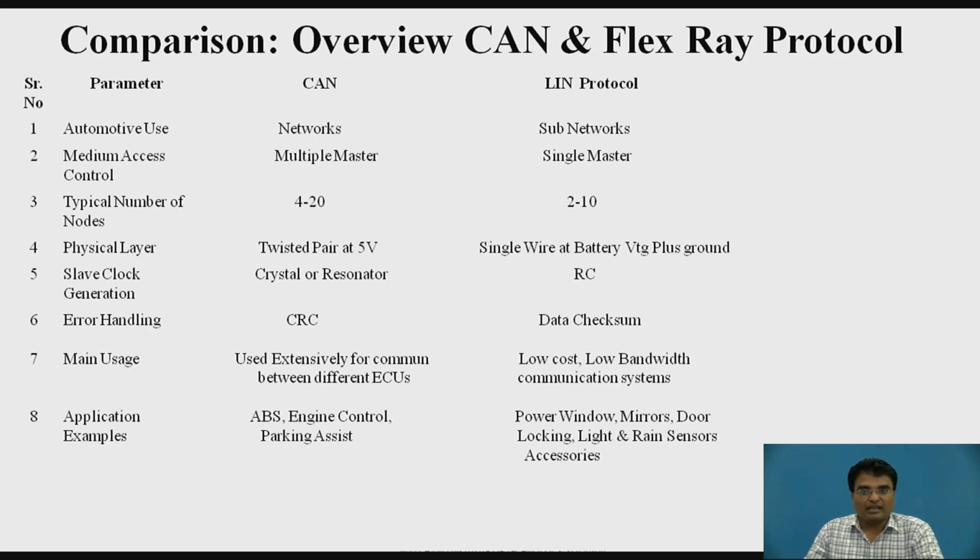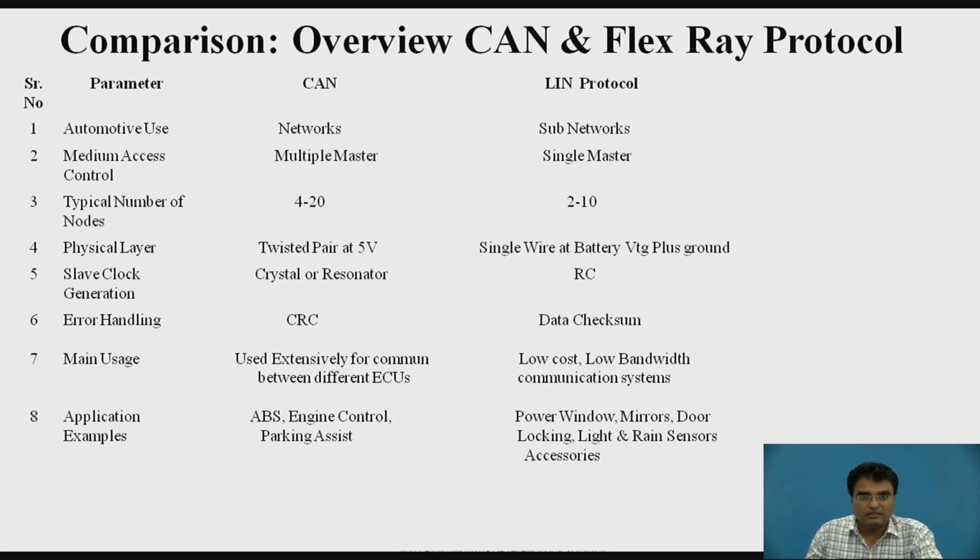Comparison overview of CAN and LIN protocols. First parameter, automotive use: CAN is used for the networks while the LIN protocol is used for the sub networks. Medium access control: multiple masters are there in CAN while there is a single master in the LIN protocol. Typical number of nodes: 4 to 20 nodes are in CAN, while in LIN 2 to 10 nodes are there.